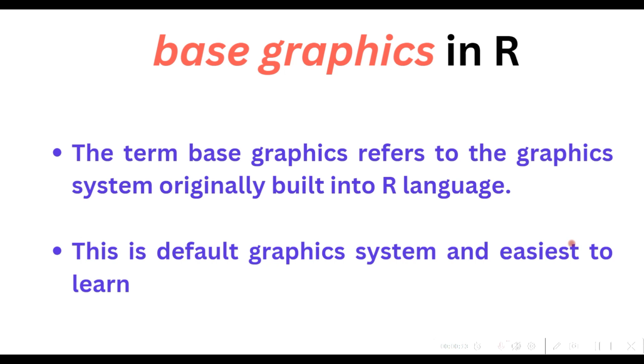The term base graphics refers to the graphics system originally built into the R language. This is the default graphics system and the easiest to learn. So we will use this system to demonstrate some of the graphics capabilities in R. All the plots in base graphics are built on one single generic plot function. It generates the output based on the nature of the object to which it is applied.